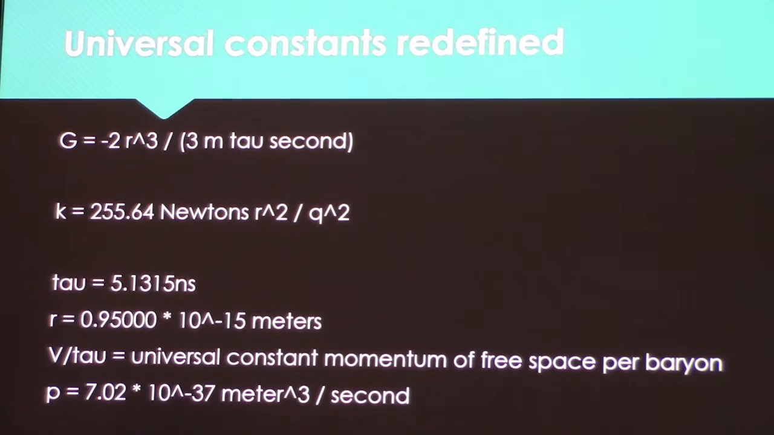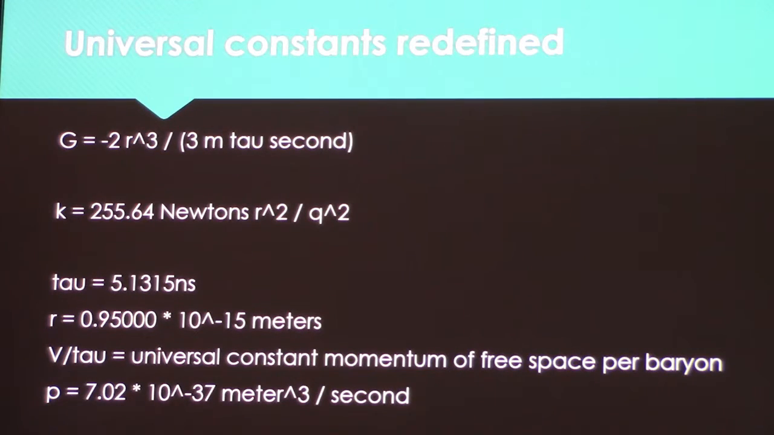So I've redefined the universal constants. G is this formula here, r cubed over tau divided by 3m seconds. And the Coulomb constant, K, is 255 newtons times the proton radius squared over the charge squared. Notice that when two protons get close together, like one radius away from each other, they have 255 newtons of force pressing them apart, just as the old science said.